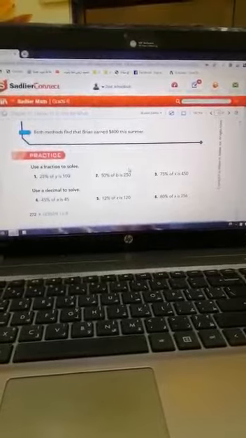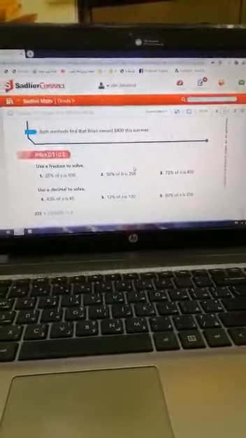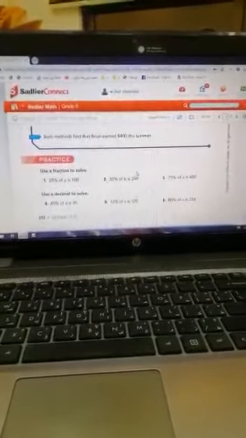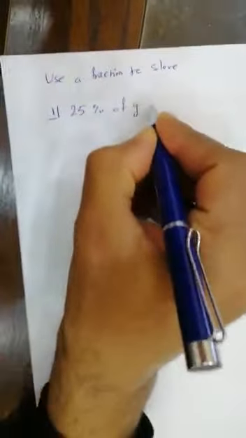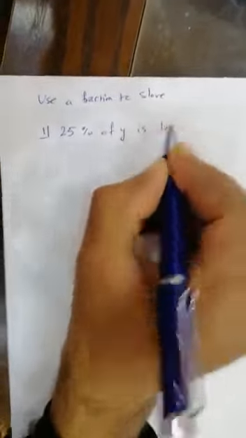Then we want to write the percent as a fraction. Let us solve question number 1. 25% of y is 100.